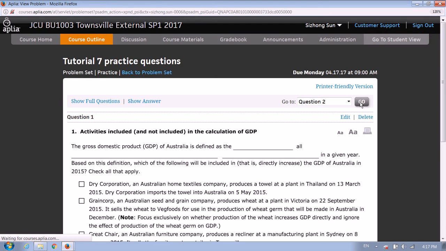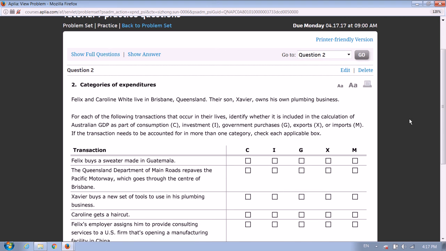Question 2. Categories of expenditures. Felix and Caroline White live in Brisbane, Queensland. Their son Xavier owns his own plumbing business. For each of the following transactions that occur in their lives, identify whether it is included in the calculation of Australian GDP as part of consumption, investment, government purchases, exports, and imports. If the transaction needs to be accounted for in more than one category, check all that apply.